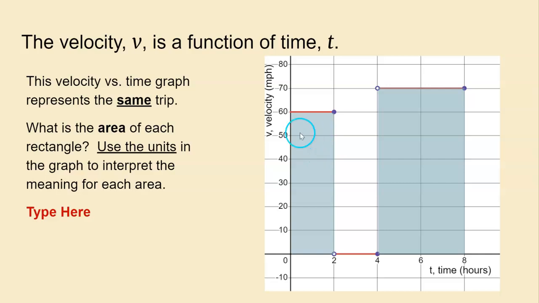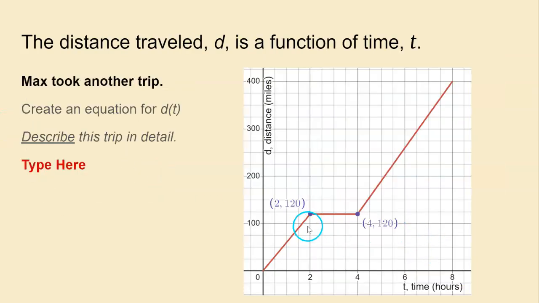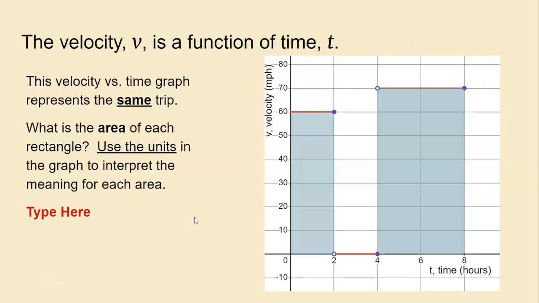So the area of this rectangle represents the distance traveled on this time interval, and the area of this rectangle is the distance traveled on this time interval. And then you might want to talk about, why is there no rectangle from 2 to 4 hours? Well, if you go back to your distance time graph, what was happening from 2 to 4 hours? Well, he wasn't moving, which means he didn't cover any distance. He stayed at the same distance that whole time. So this is why there is no area in this interval. It's only on the interval 0 to 2 and the interval 4 to 8.